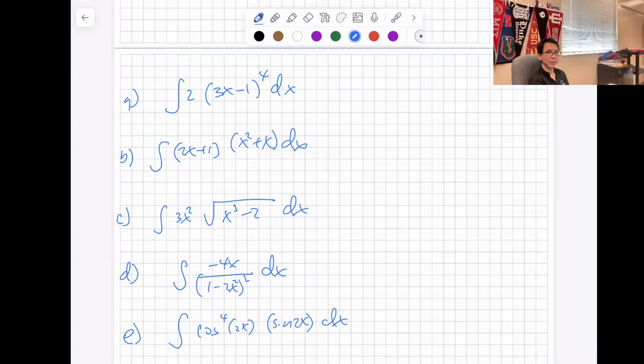3x squared times the square root of x cubed minus 2. And my handwriting's ugly. I don't mind how ugly they are.